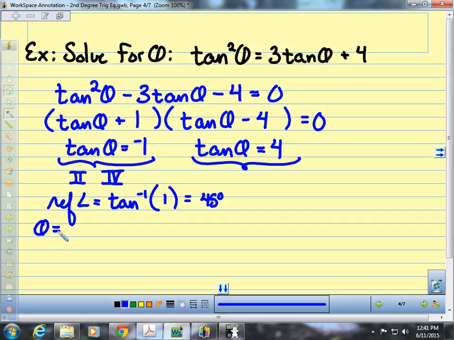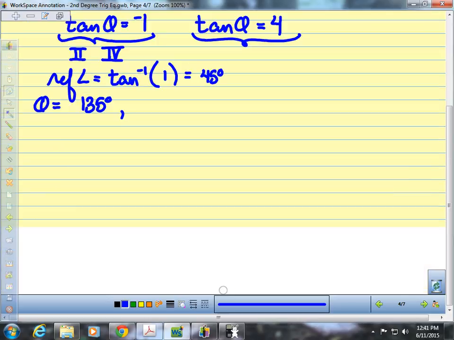Subtract off from the 180. 180 minus 45 gives us 135. How do I put 45 into quadrant 4? 360 minus, right? So what's 360 minus 45? 315 degrees. Last night we would have been done, right? But quadratics have 2 sets. I now have to do this exact same thing over here.